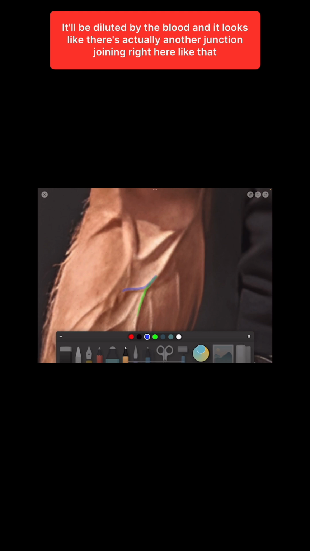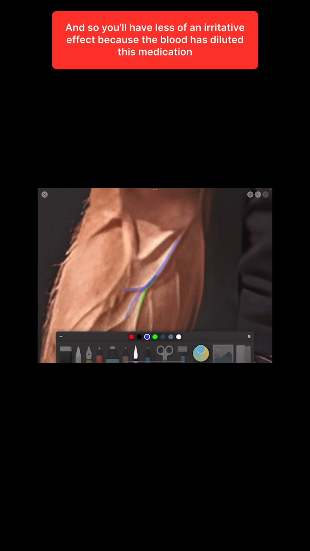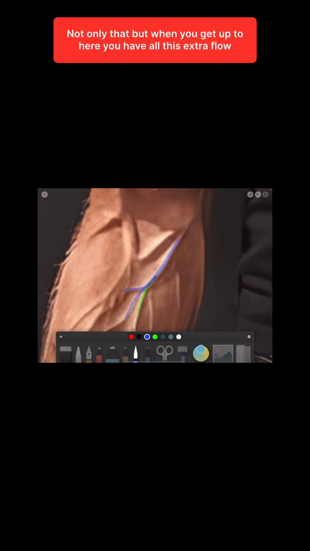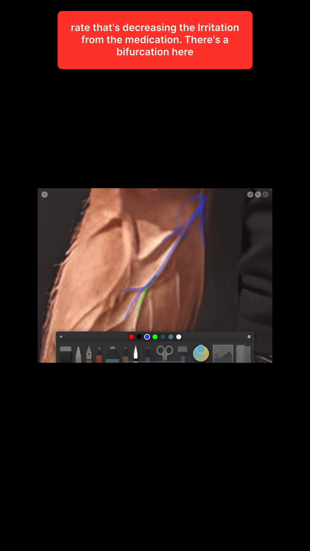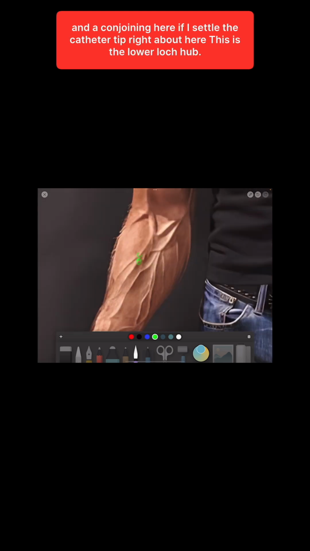And it looks like there's actually another junction joining right here like that. And so you'll have less of an irritative effect because the blood has diluted this medication. Not only that, but when you get up to here, you have all this extra flow rate that's decreasing the irritation from the medication. There's a bifurcation here and a conjoining here.